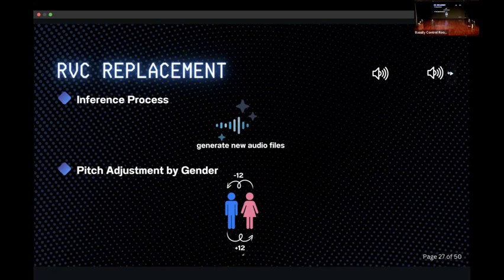So you can see that it sounds different, and this is the RVC model now pronouncing the name.